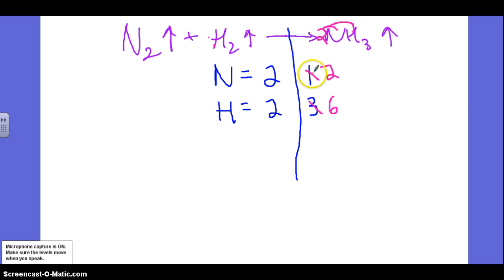So I fixed the nitrogens, but now I need to fix the hydrogens. On the left side, my coefficient here would be 3, because if I take 3 times 2 hydrogens, I get 6 hydrogens, and now it's balanced. Here's a harder example.